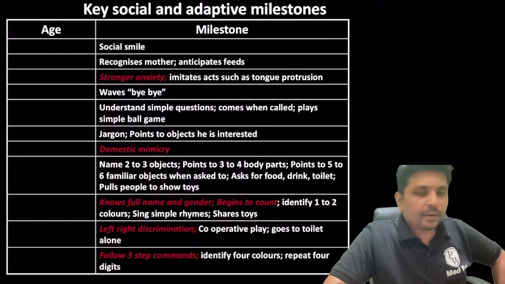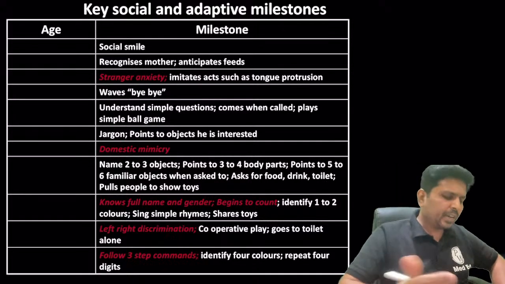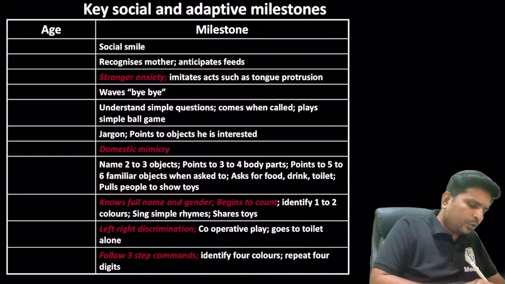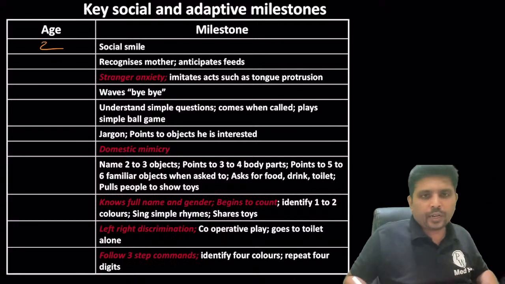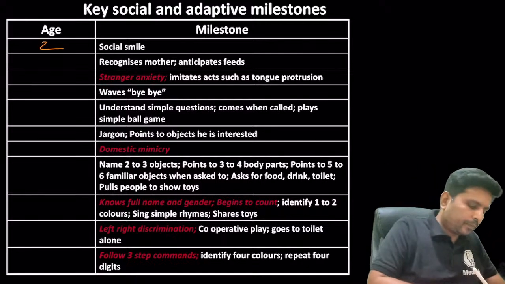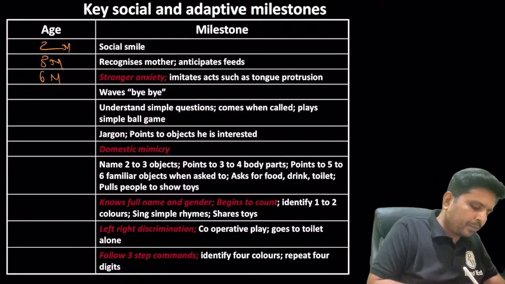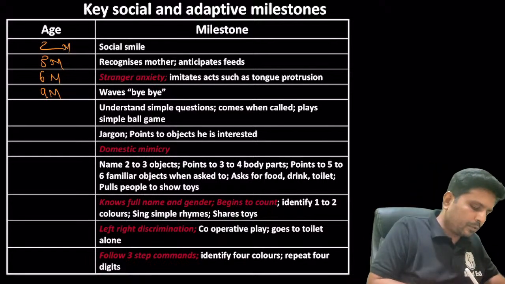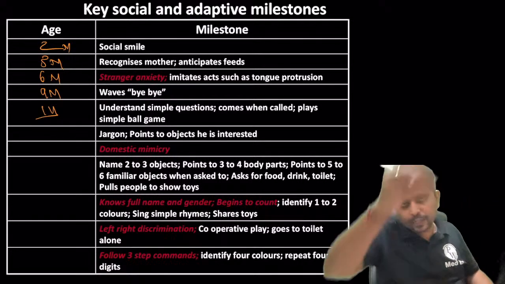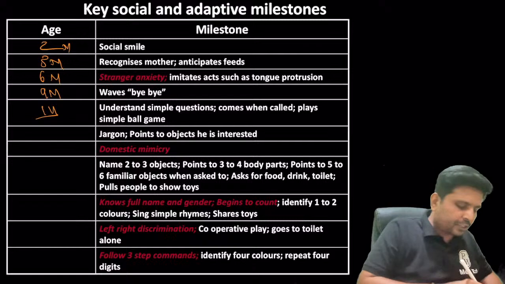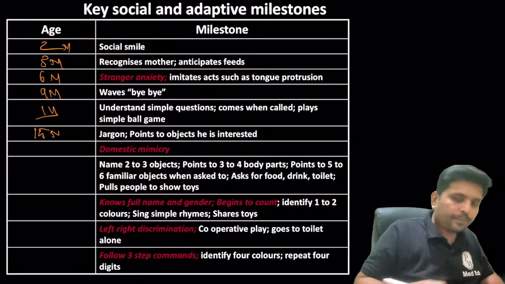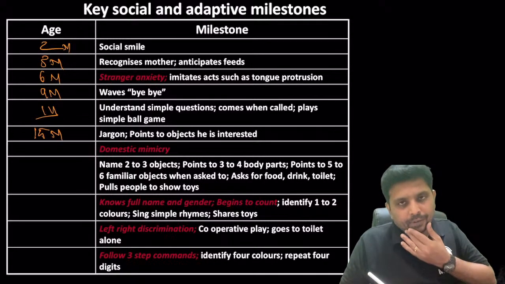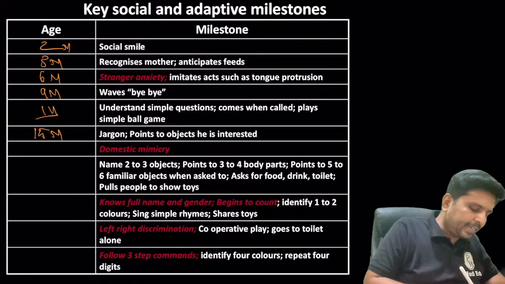Let's come to the milestones. Okay, you need to know, no? Social smile usually by 2 months. Recognizes mother 3 months. Stranger anxiety 6 months. Waves by 9 months. Understands simple questions 1 year. Points to objects of interest 15 months. Domestic mimicry, whatever you do, the child mimics, 18 months.